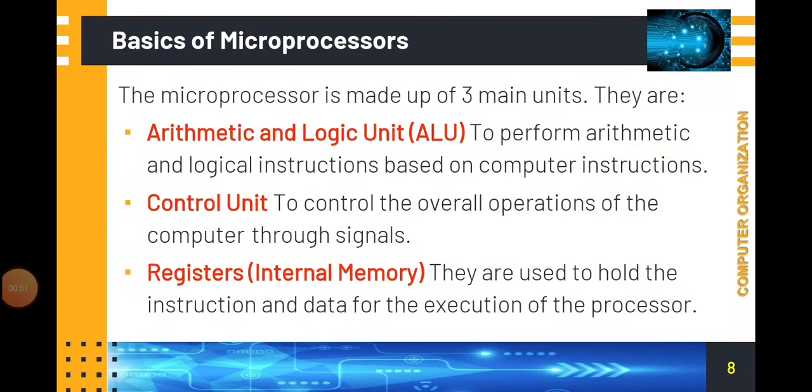You to perform arithmetic and logical instructions based on computer instructions. And then a control unit to control the overall operations of the computer through signals. So for example, if we want to get input, the control unit sends a signal to the input devices to pass input. If we want to store the content into the memory devices, then the control unit gives a signal to the memory unit, and only then is the memory unit enabled to work.